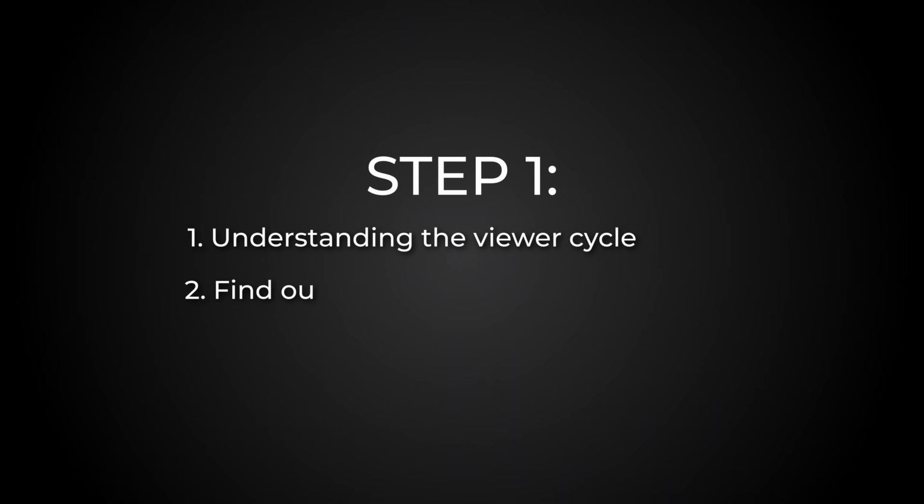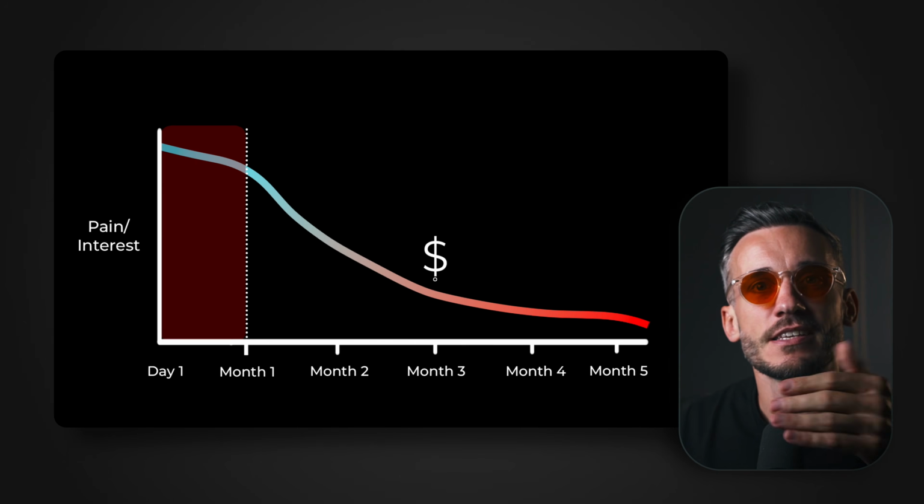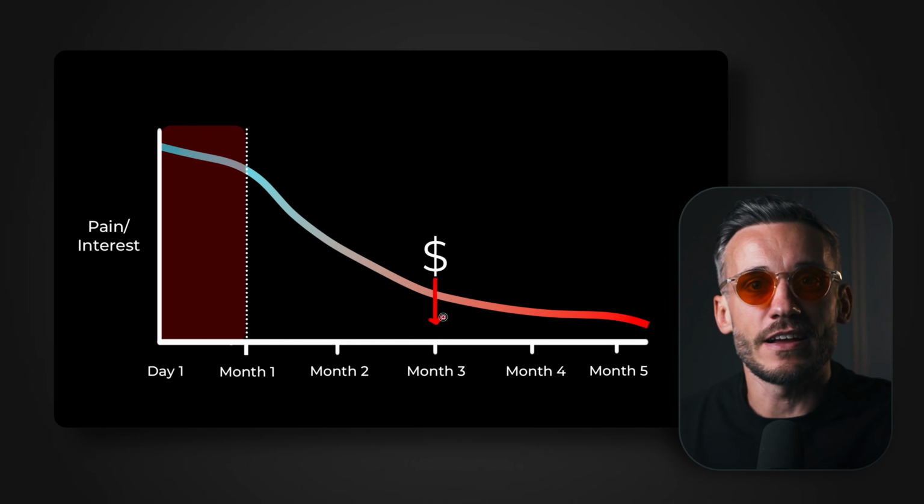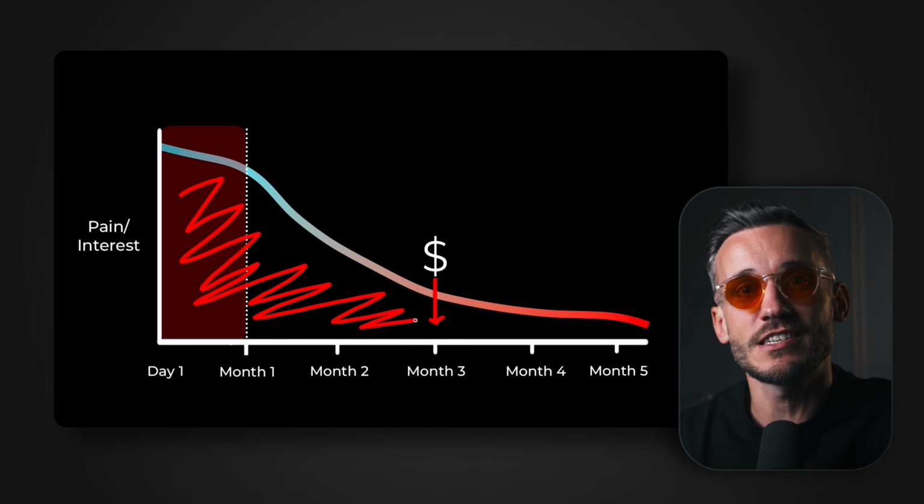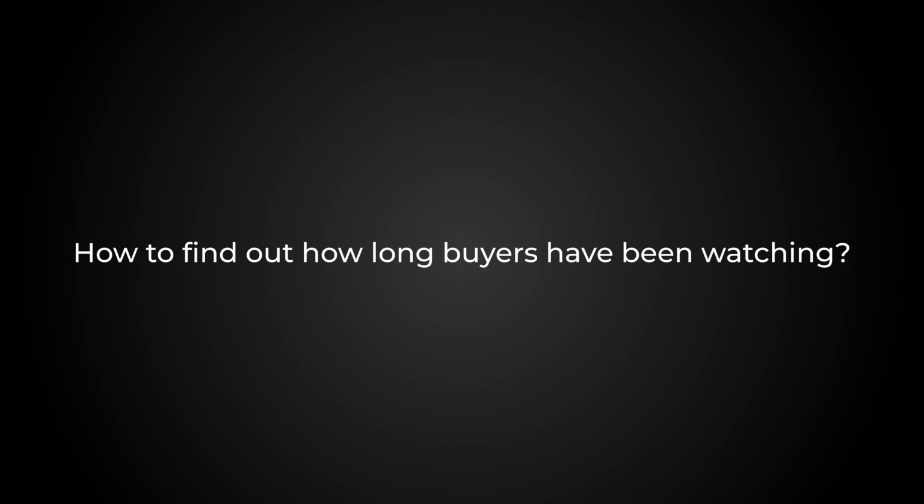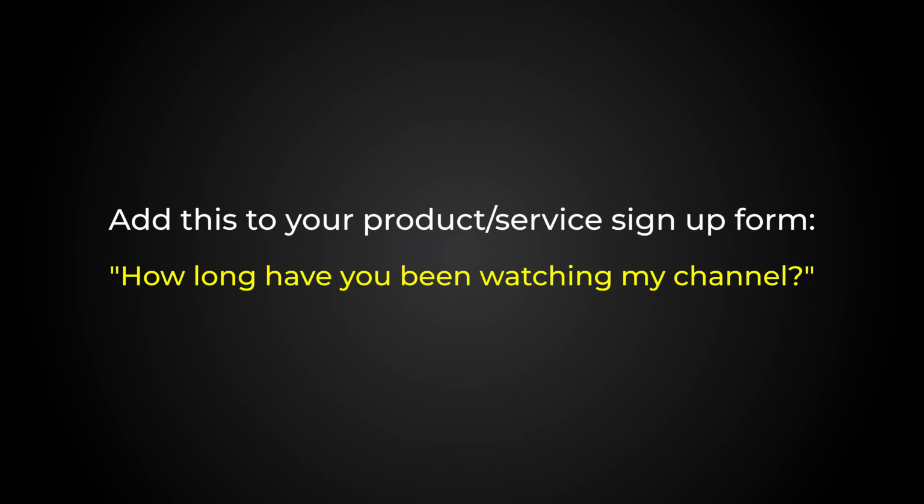And then what you want to do is find out how long, on average, your actual buyers watch you for before they bought. Because if most of them buy in month 3, that tells you you're missing out on all of these people and you need to fix your sales system. But how do you find out how long people have been watching? Well, it's actually really easy. You just add this question to your sign-up form or a post sign-up survey: How long have you been watching my channel? Or if you're doing sales calls, you just ask them on it.